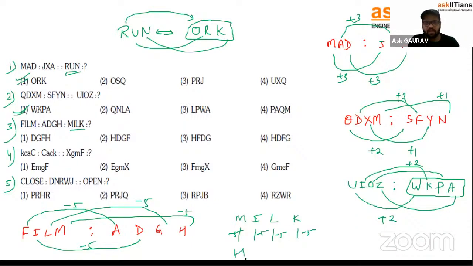M -5 is H, because I J K L M. Then it will be D, E F G H I. Then G H I J K L, right? Then F G H I J K. Okay. So H D G F. Which option? Option second. Option second is the right answer.